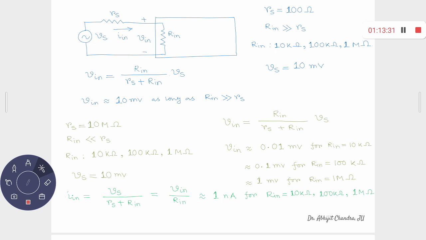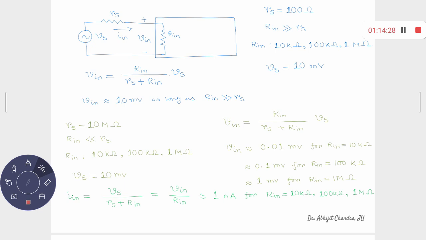That means as the Rin value is larger, you have more coupling. Less loss, more coupling. When Rin is equal to 10 kilo ohms, we have only 0.01. You have provided 10 millivolt and only 0.01 millivolt gets coupled. That means 1 out of 1000, 10 by 0.01, 1000, 1 out of 1000. Then when Rin is equal to 100 kilo ohms, 0.1 out of 10. And then when Rin is equal to 1 mega ohm, out of 10, only 1 millivolt. So that is the best I can have. The thing is that it's not constant: 1 millivolt, 0.1 millivolt, 0.01 millivolt, it's not constant.